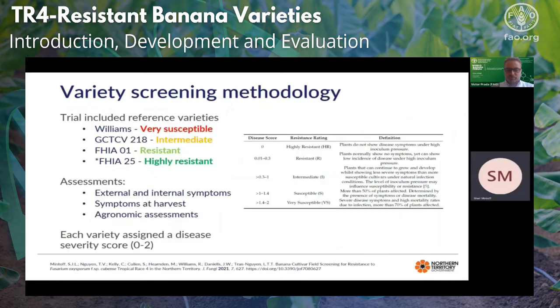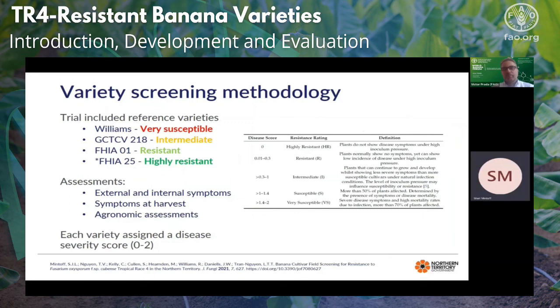How we did it is probably very brief, but essentially with the replicated field trials, we had ultimately four replicate blocks in each field trial, with each variety in blocks of six in each replicate. And the field trials contain the reference varieties, which is probably the most important thing. These reference varieties are of known susceptibility or resistance to TR4.